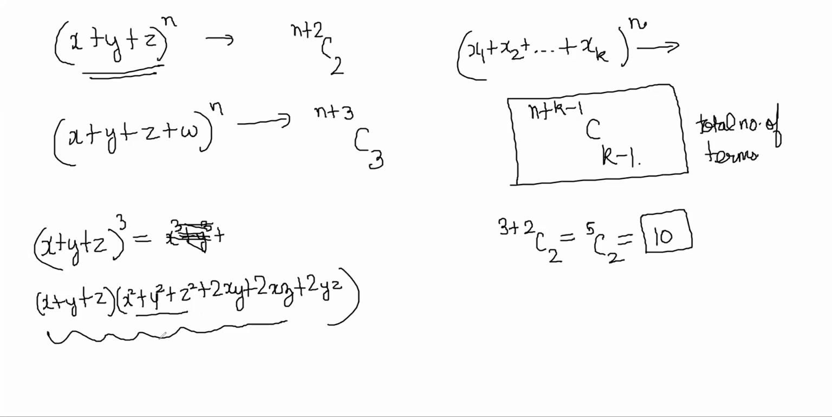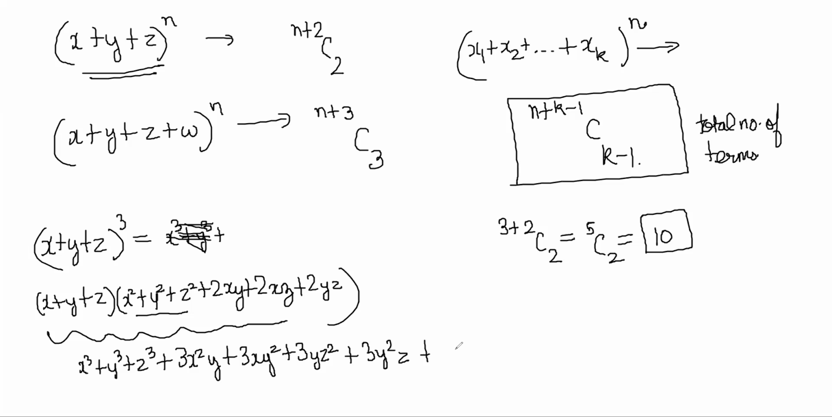It's x cube, y cube, z cube, then 3x square y, 3x y square, 3 y square z, 3 y z square, and similar terms like this. Then the last one is xyz, so one term will be xyz, correct? It is 6xyz. So there will be 6 terms like this. Three terms, then six, then one: nine and one.